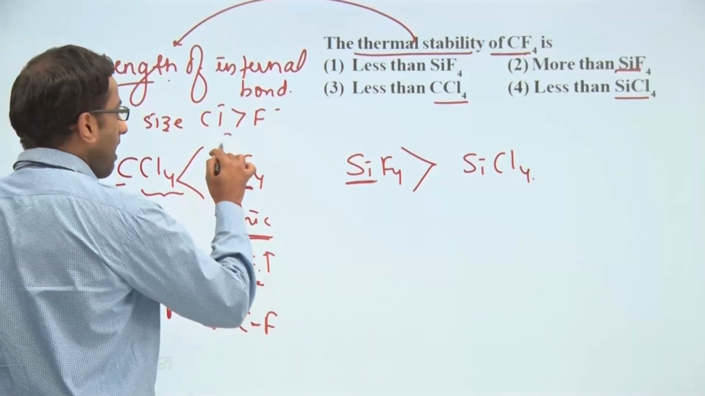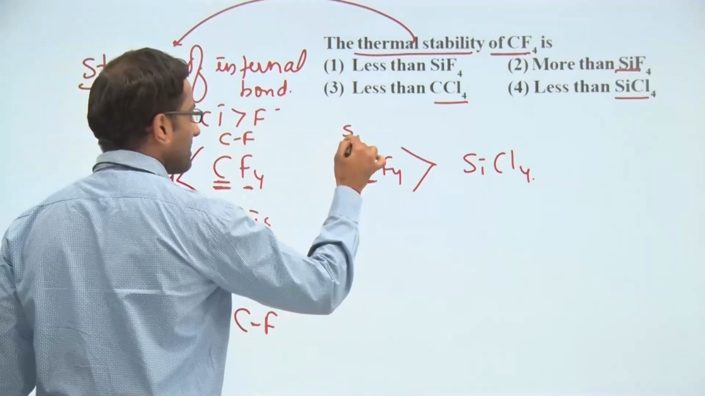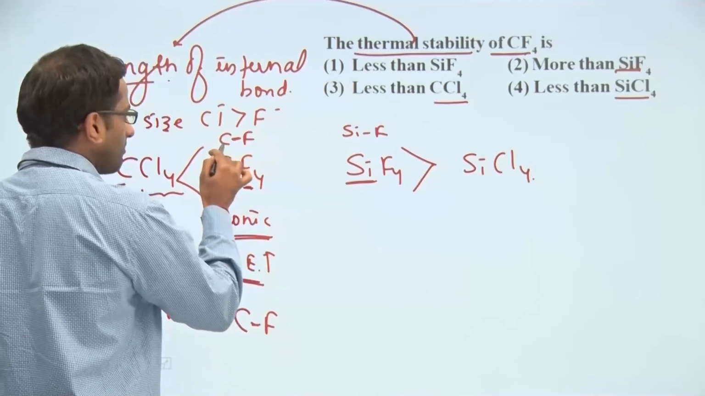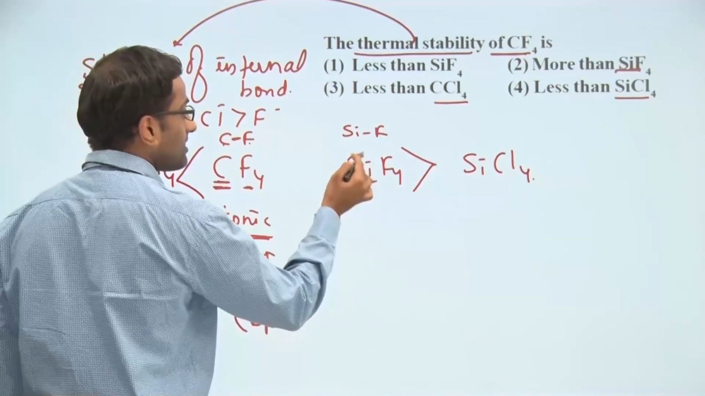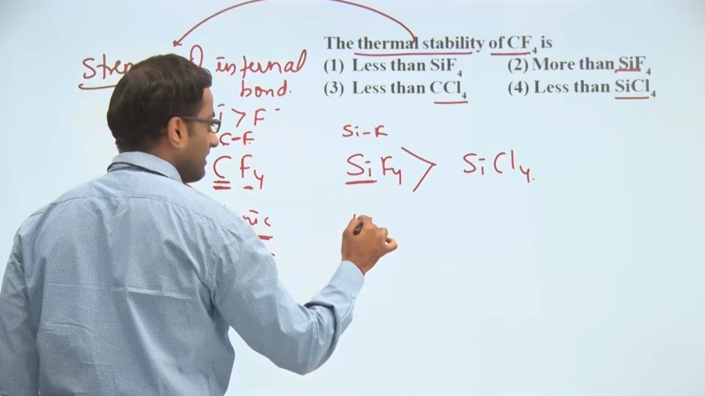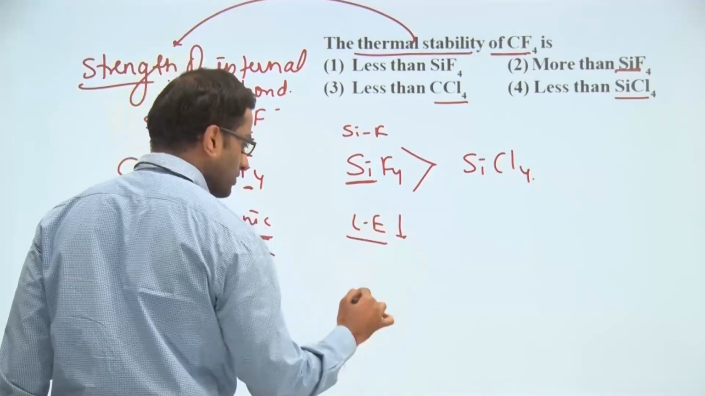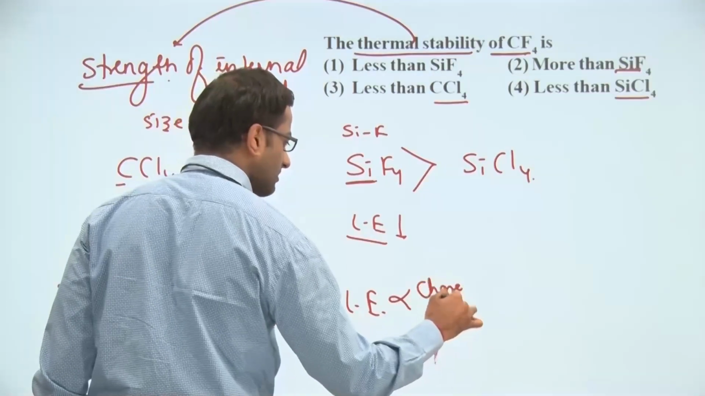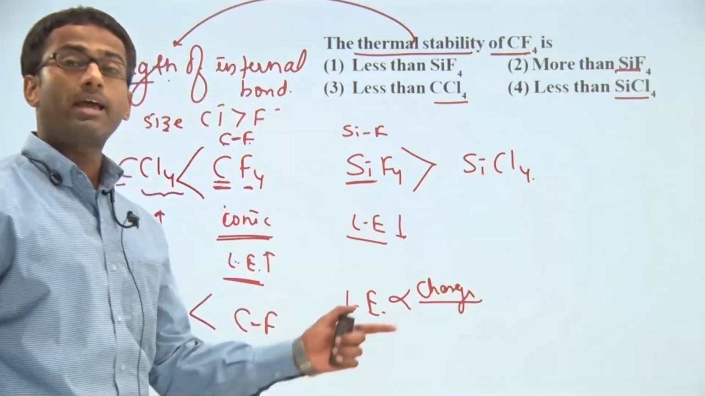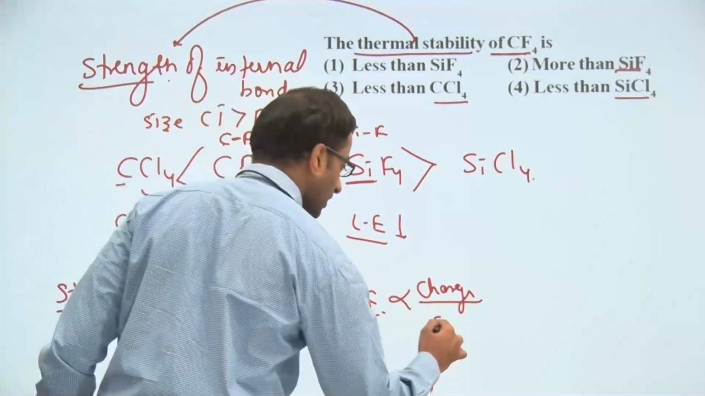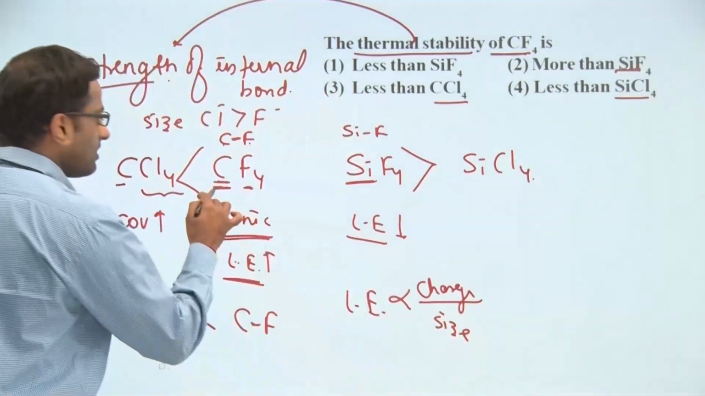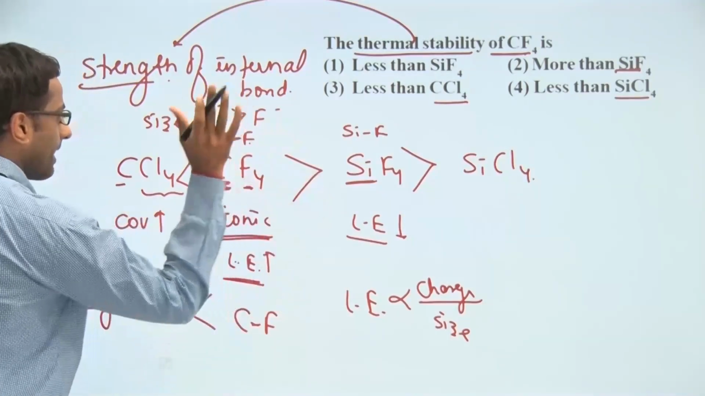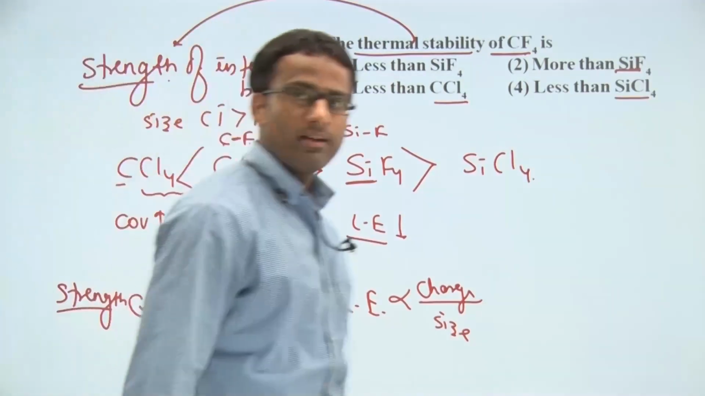The carbon-fluorine bond and the Si-F bond will be strong due to the small size of carbon and fluorine, and here the large size of silicon will make the lattice energy less, because lattice energy is directly proportional to charge and inversely proportional to size. Due to small size, lattice energy is more, so CF4 will have the maximum thermal stability.